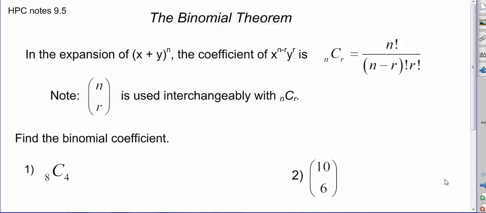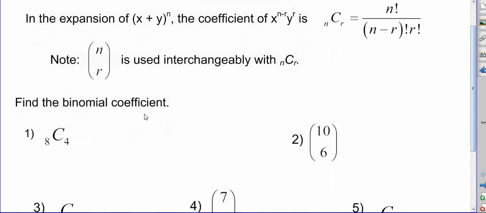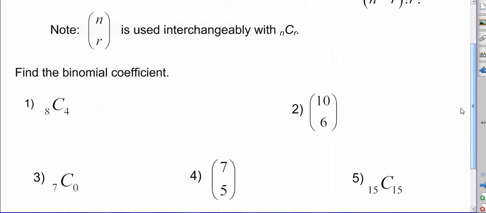So let's get started. What we're going to start with today is a look at something called nCr. In the expansion of the binomial x plus y to the nth power, the coefficient of x to the n minus r, y to the r is found by using this nCr formula. I use some factorials. So nCr means n factorial over n minus r factorial times r factorial, and I note here that you can see two different ways you can write nCr. Sometimes it's used with the C, sometimes you just have these parentheses with the n over the r. So we'll take a look at how this works.